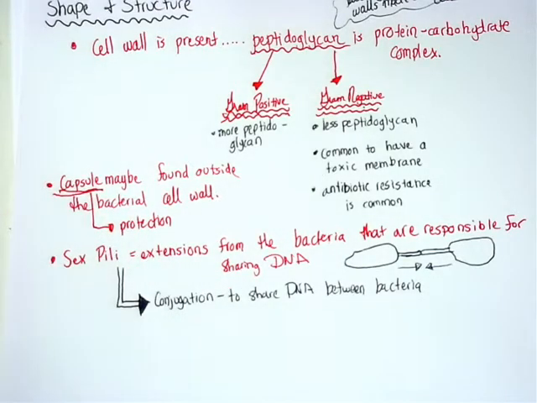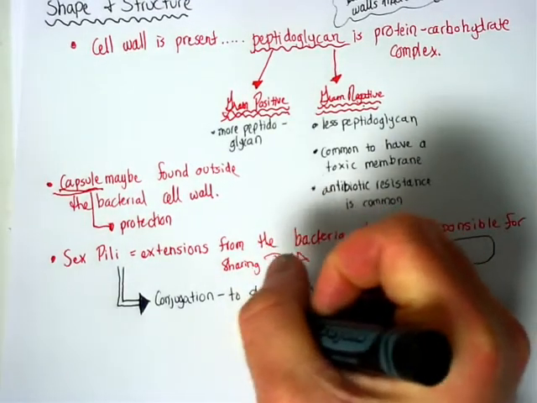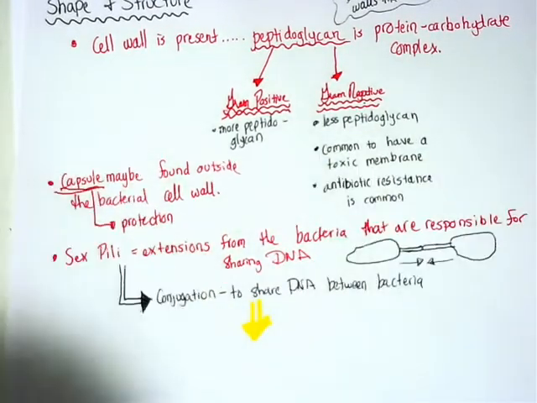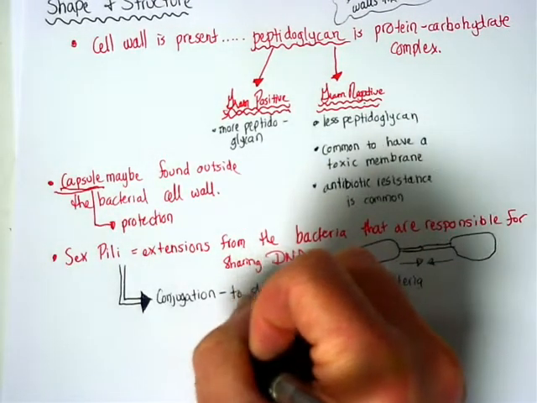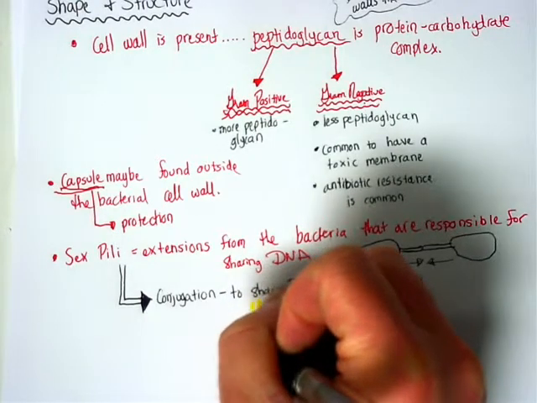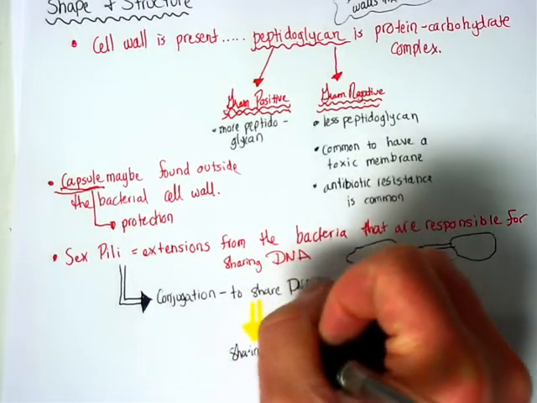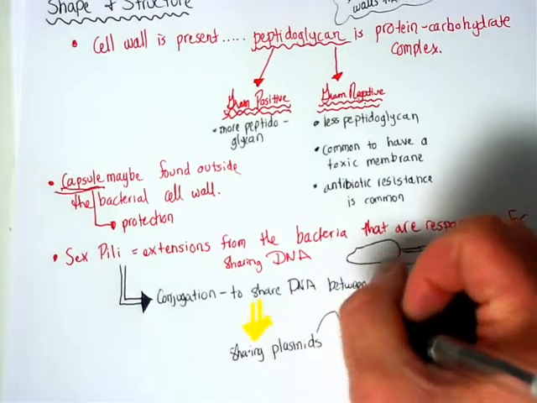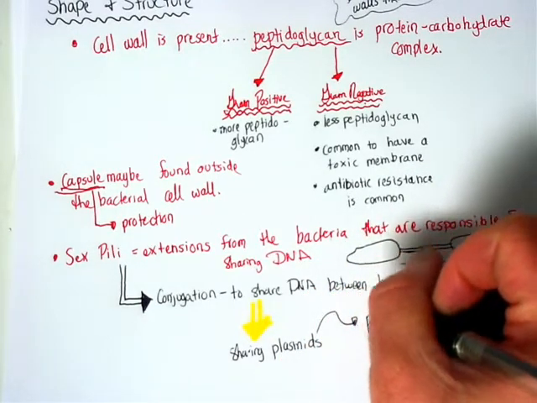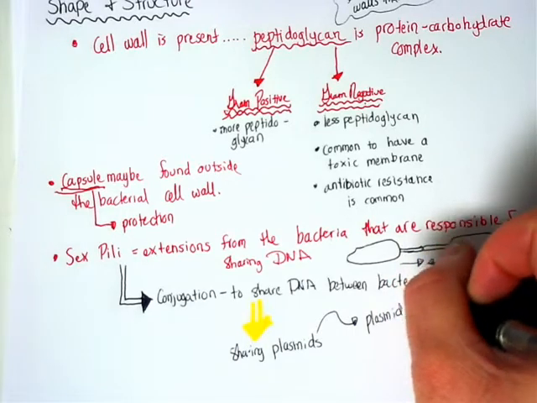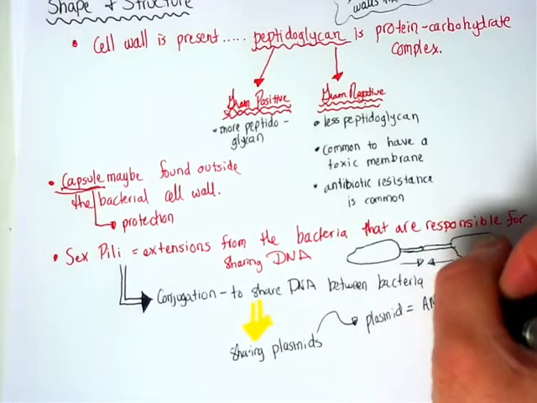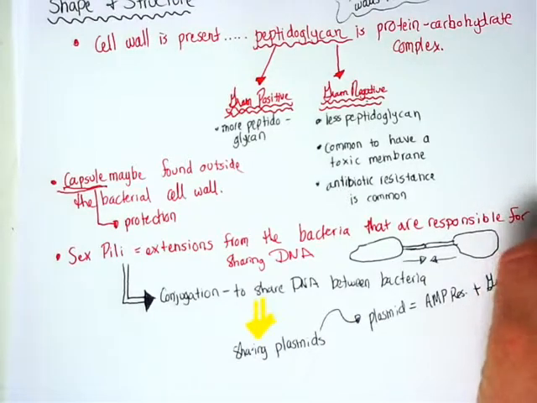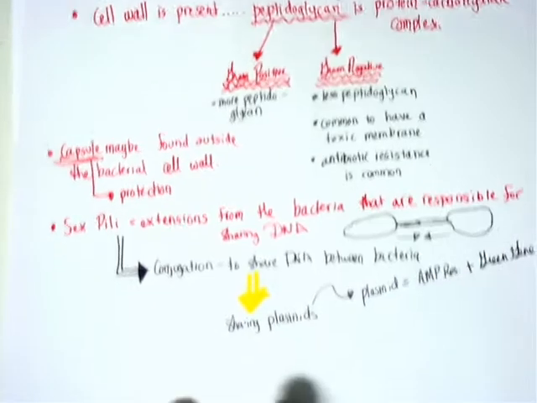And again, when we talk about conjugation as sharing DNA, I think we want to be specific and state that it's really them sharing their plasmids. Which of course we did the other day. Remember, our plasmid was equal to 2 genes. What were the 2 genes? Ampicillin resistance and the green gene. That's what our plasmid was.